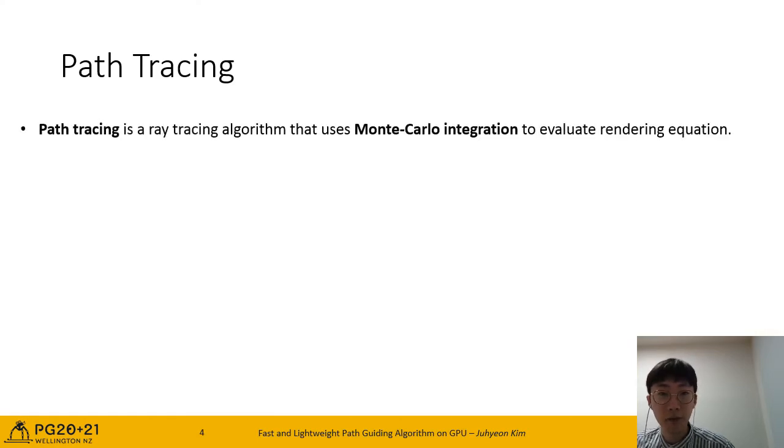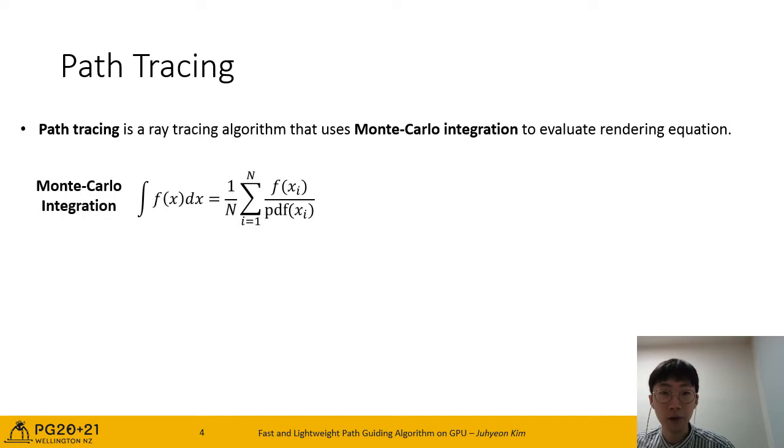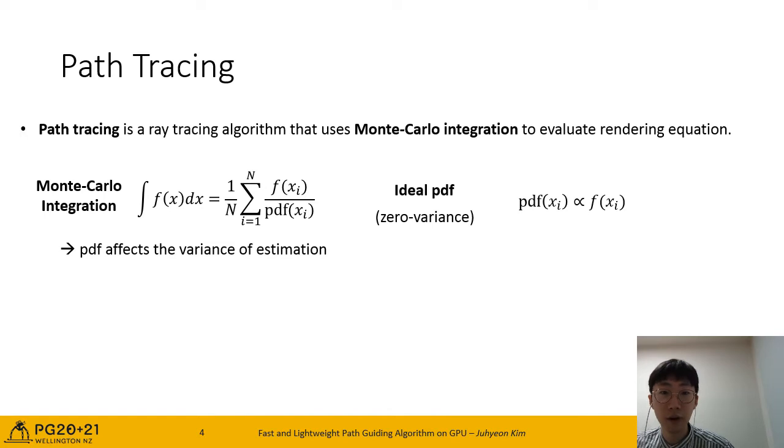Path tracing is a ray tracing algorithm that faithfully evaluates the aforementioned rendering equation using Monte Carlo integration. Monte Carlo integration numerically calculates integration by summing sampled function value divided by sampling PDF. Since it uses sampling, the PDF affects the variance of the final estimation. Ideally, we can achieve zero variance if we sample proportional to the integrand term. This technique is called importance sampling.